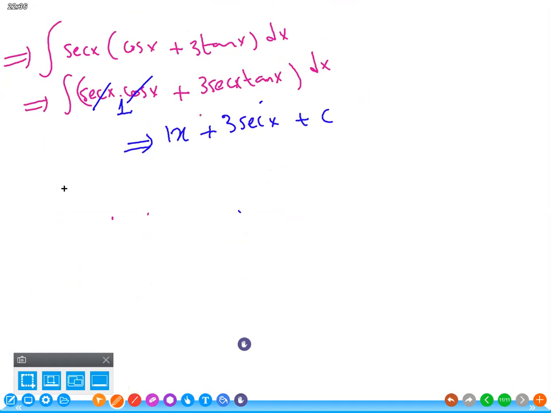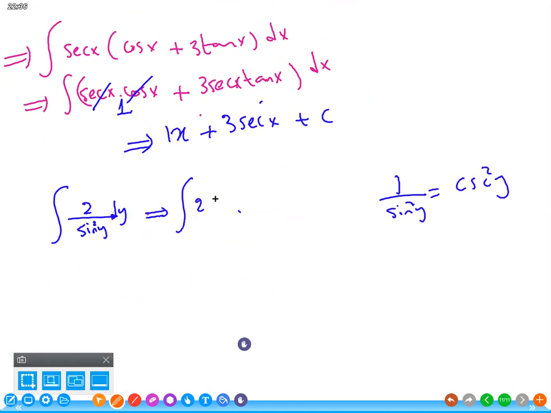More, if we have integration 2 over sine squared y dy. What's the antiderivative? What's the reciprocal of 1 over sine squared y? It represents cosecant squared y. So it means 2 cosecant squared y dy. What's the antiderivative of cosecant squared? Cotangent. And we have c, we put minus 2 cotangent y plus c.